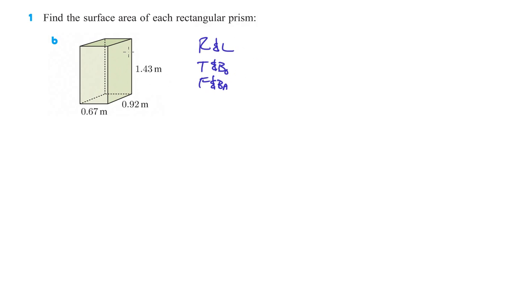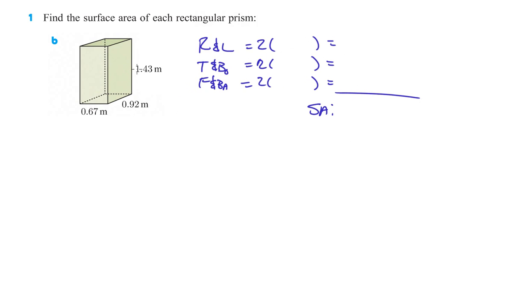So basically once you find either, like we can find the right, the top, and the front, and then just take all those and multiply them by 2, right? So we do 2 times each one of what we find, and then we will add those all up for our total surface area.